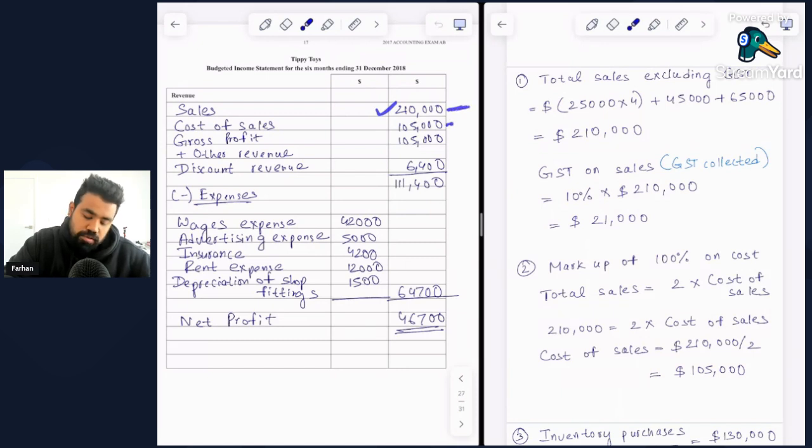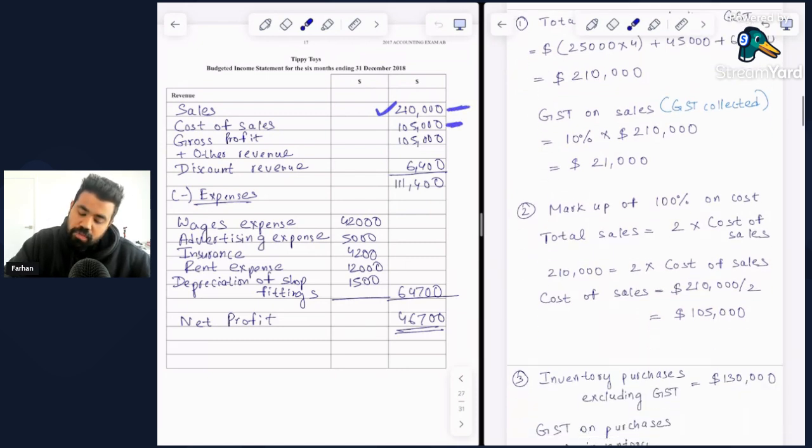Then we have the cost of goods sold of $105,000 based on the 100% markup. All right. So once you subtract the cost of goods sold from the sales, you get gross profit of $105,000. Sales minus cost of goods sold equals gross profit. Then we add other revenue or any other income. We have discount revenue of $6,400. If you had a profit on disposal of a non-current asset, you would also include that, but we do not have that in this case. And then you get $111,400, right?